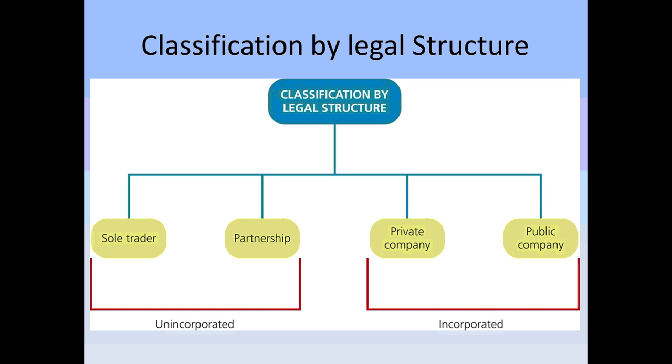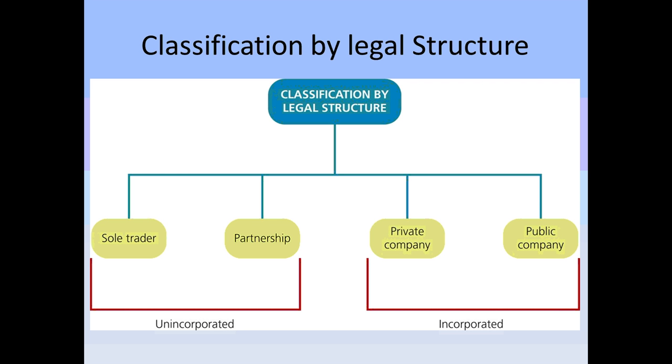A second way to classify businesses is in their legal structure. We looked at in the first lesson the differences between sole traders and partnerships and private companies. Basically, there are two major classifications of legal structure. Sole traders and partnerships are unincorporated. They are not separate legal entities in their own right.